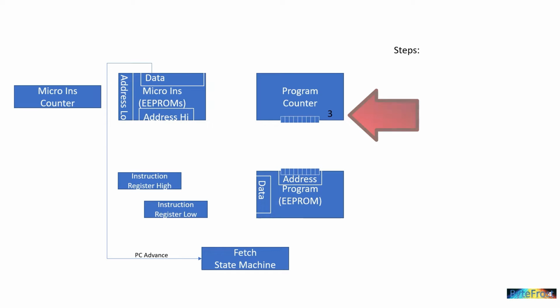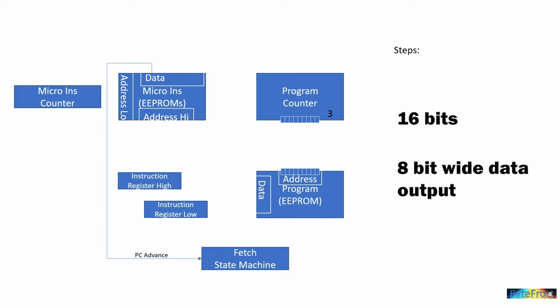Now, as we mentioned earlier, instructions in the ByteFrost instruction set are 16 bits long, but the data output of a program EEPROM is only 8 bits wide. This means that each instruction takes up 2 bytes in the program EEPROM, so we're going to need to read the values of 2 consecutive addresses to fetch our instruction. The first byte of an instruction in memory is the low byte, and the second byte of an instruction in memory is the high byte.